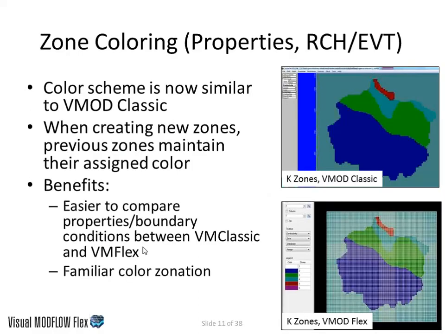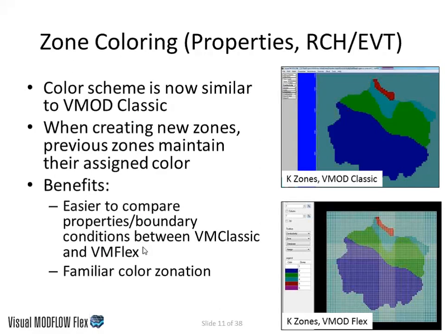The other change we've made in this release is we've improved the way properties, recharge, and evapotranspiration zone IDs are colored. So what we've adopted is the default color scheme that's used in VMOD Classic. You'll see the screen on the right shows a comparison of the properties, their hydraulic conductivity colored by the zone ID in VMOD Classic in the top right, and then the corresponding model when we've imported that into MODFLEX in the bottom right. Really, now we have a kind of a random color palette that's used.